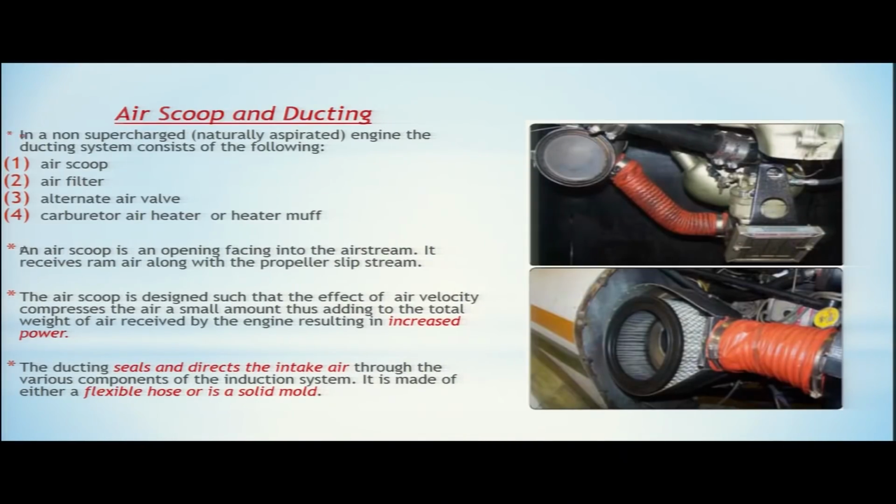The ducting seals and directs the intake air through various components of the induction system. It is made of either a flexible hose or a solid mold. So, the duct is sealed and it directs the intake air through various components of the induction system. It needs to be completely sealed so that there is no air leakage.